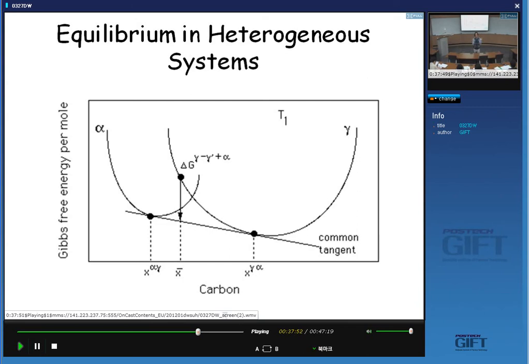Then why do we not consider those kinds of things when considering the free energy of two phases? We just consider this phase and this phase, and then automatically we think that the free energy of the mixture is given by this point. Are you clear what I mean?